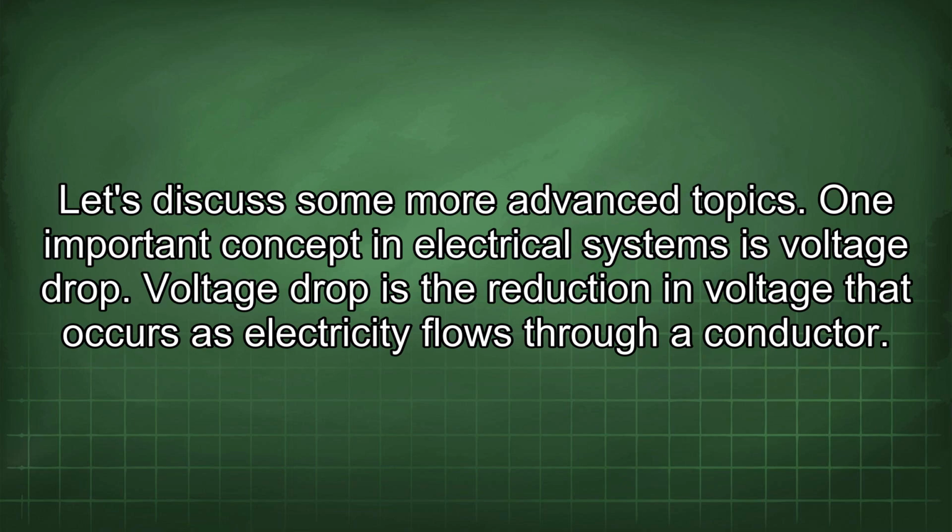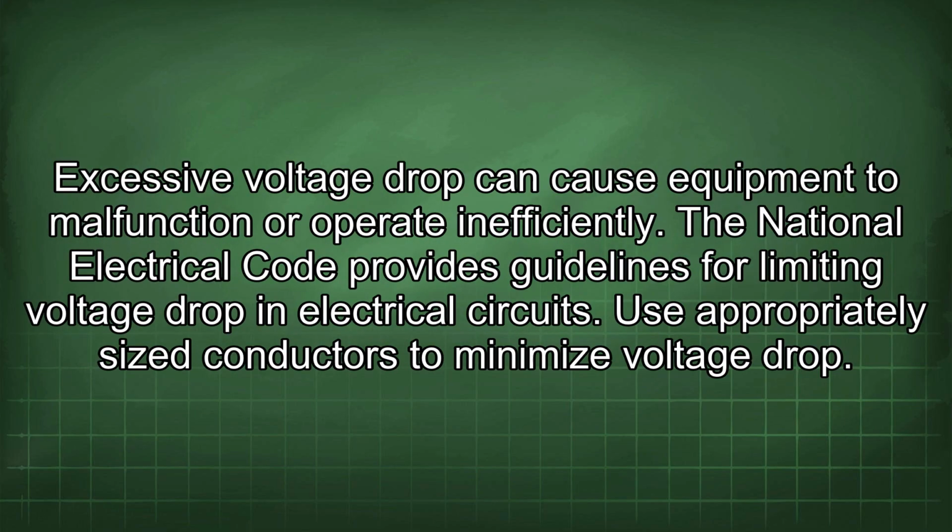One important concept in electrical systems is voltage drop. Voltage drop is the reduction in voltage that occurs as electricity flows through a conductor. Excessive voltage drop can cause equipment to malfunction or operate inefficiently. The National Electrical Code provides guidelines for limiting voltage drop in electrical circuits. Use appropriately sized conductors to minimize voltage drop.